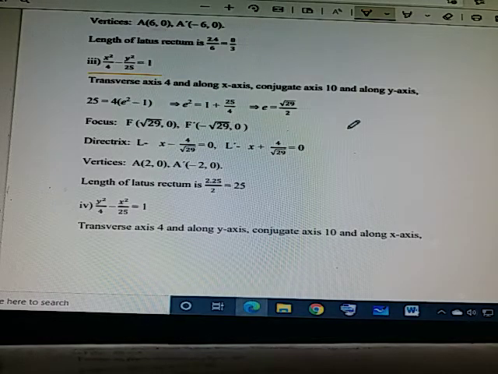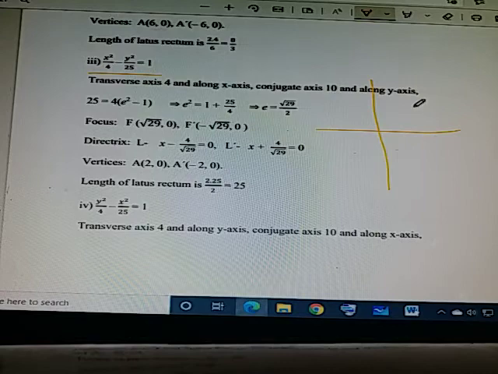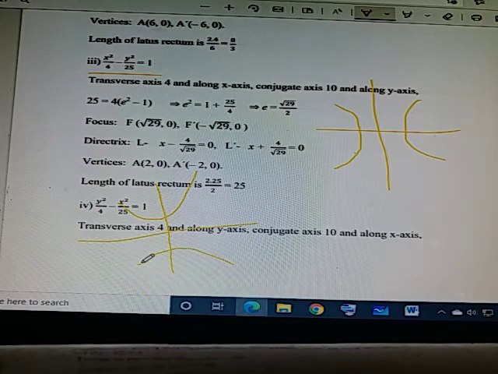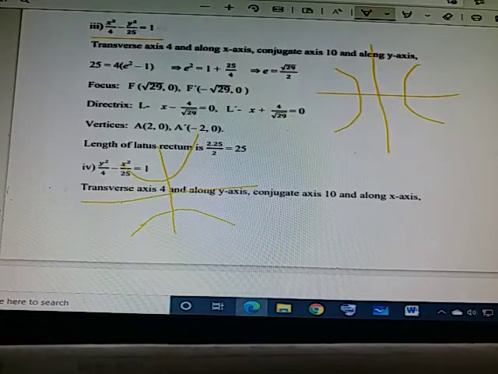So this is the same hyperbola. The transverse axis is along this, and in case of this one, it is here. But e is the same. So here e is root 29 by 2. Here also e is the same, root 29 by 2.